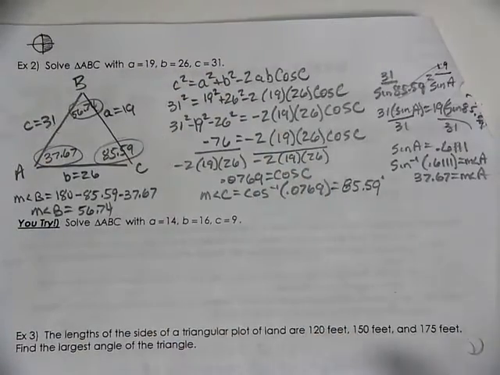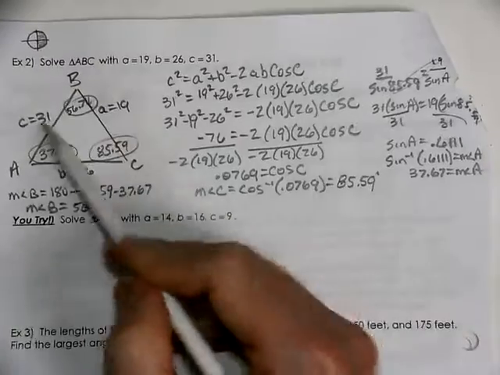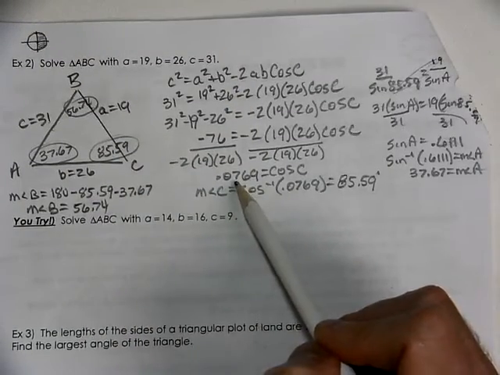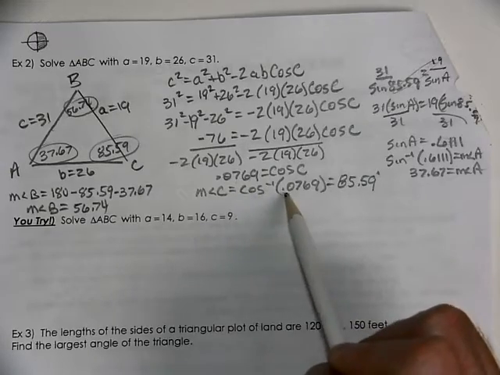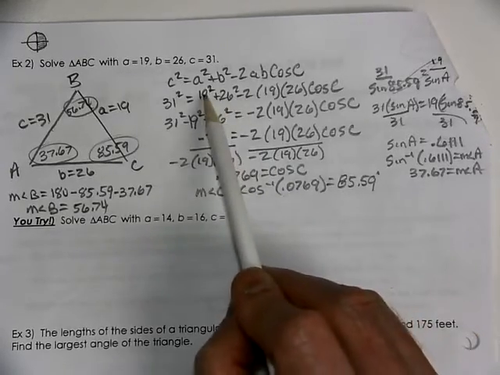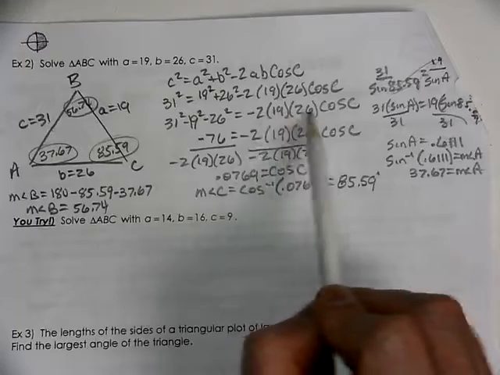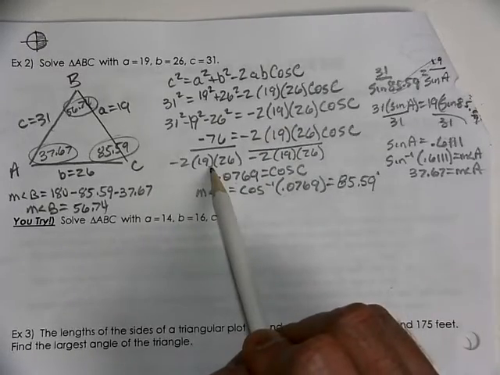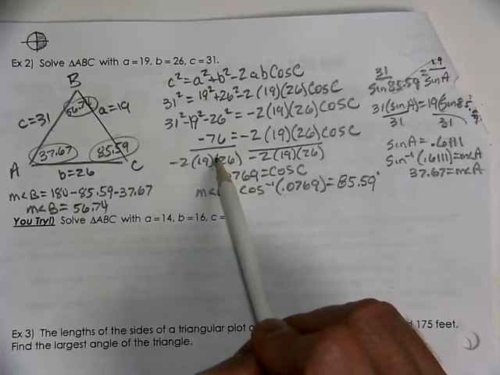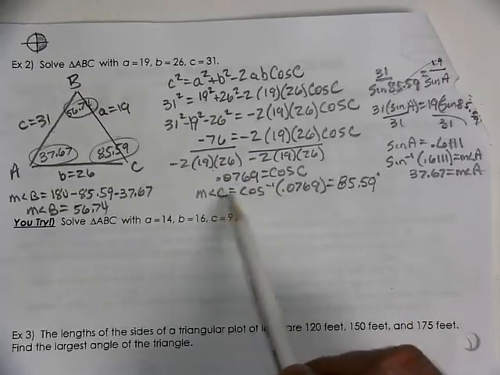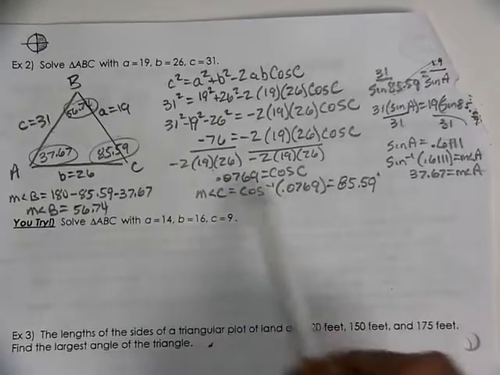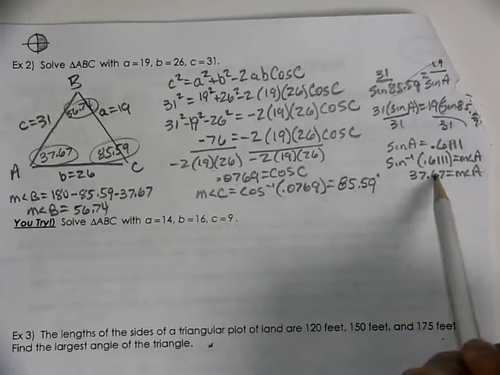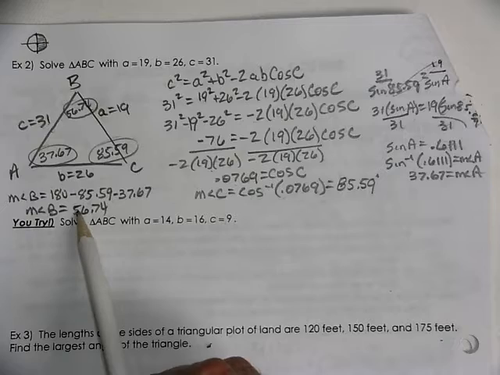So what did we end up doing? We had three sides given to us. We used law of cosines for that to find the missing angle. We had to subtract the squares and divide by 2 times 19 times 26. You have to divide that. We do cosine inverse to give us our first angle, do law of sines to find our other angle, and subtract to find our third angle.